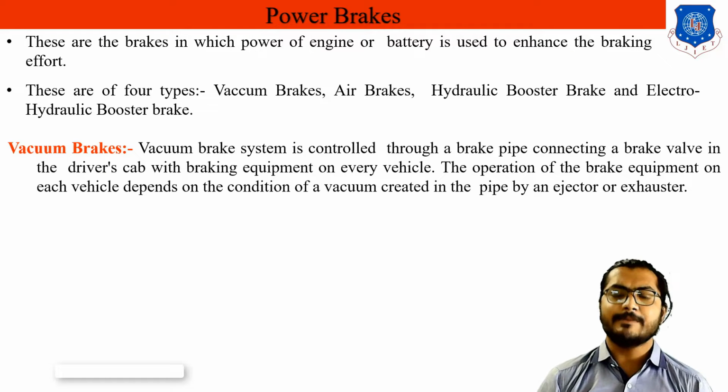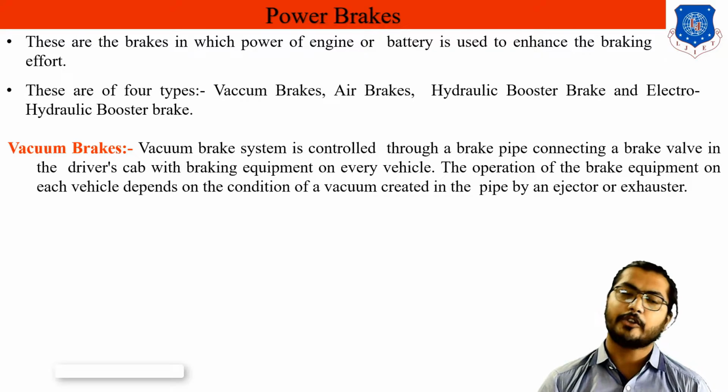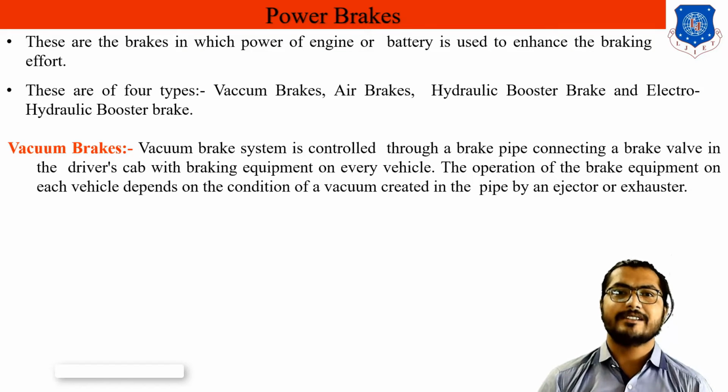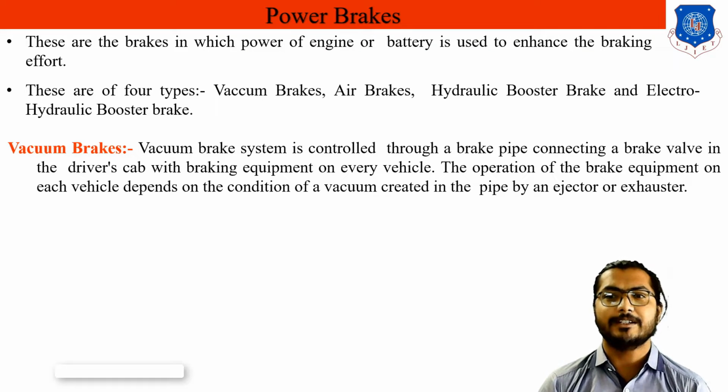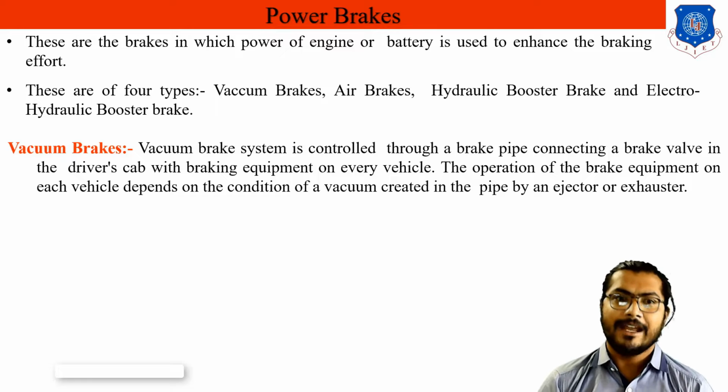These are the four types: vacuum braking system, air braking system, hydraulic booster braking system, and electro hydraulic booster system. So let me discuss just briefly the vacuum braking system. In a vacuum braking system, the brake is controlled through a brake pipe connecting a brake valve in the driver's cabin with the braking equipment on every vehicle.